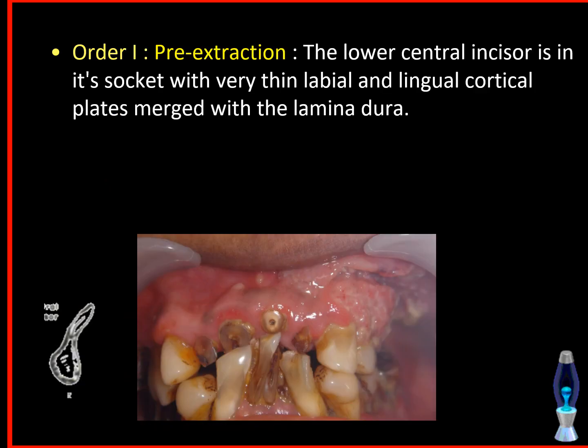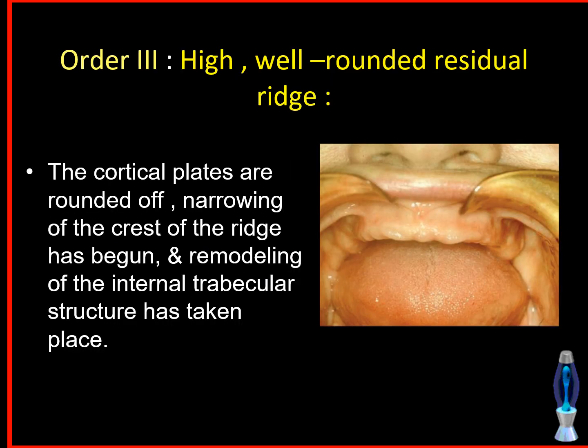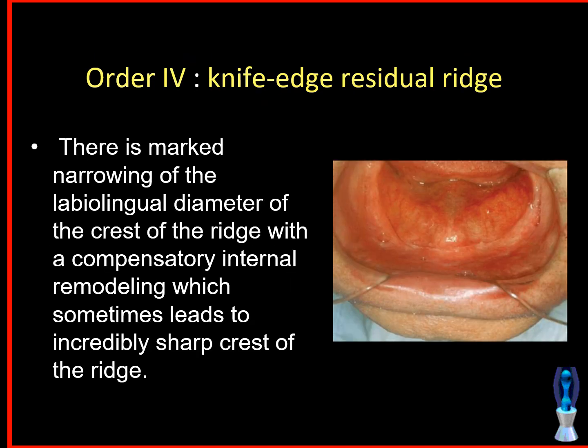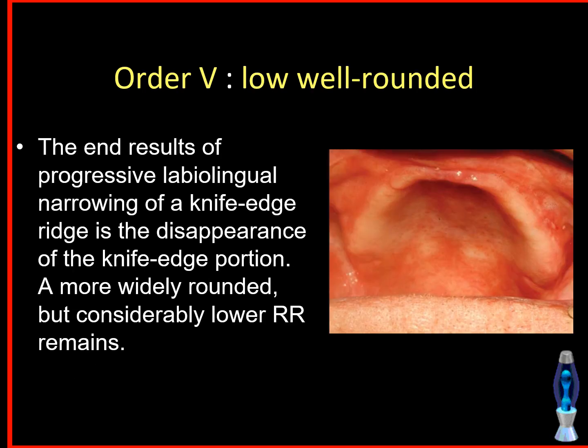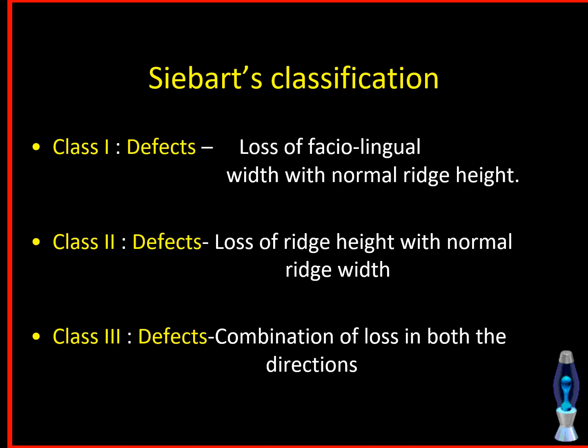In the pre-extraction stage, you can very well appreciate in the picture how the teeth are supported by mucosa and residual bone. In this picture, all the teeth are extracted and you can see the buccal and lingual cortical plates with the inflamed mucosa. After some time, callus formation and organization lead to a high well-rounded residual ridge. Because of the resorption, the ridge becomes knife edge in shape. Then as it continues, the ridge becomes low well-rounded. Then it becomes depressed in geriatric patients.